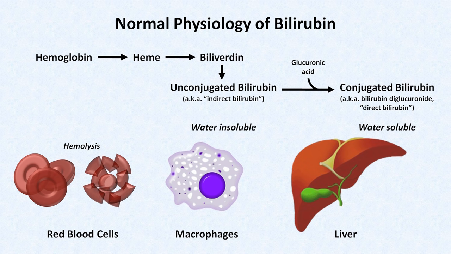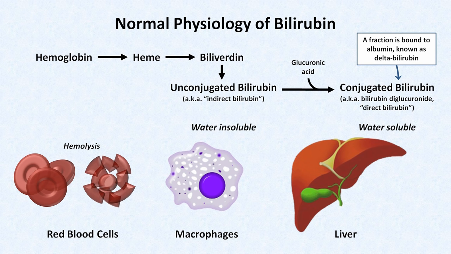In addition, as mentioned briefly earlier, a fraction of conjugated bilirubin binds to circulating albumin, a form of bilirubin called delta bilirubin. This is clinically relevant because it helps to explain why resolution of an elevated bilirubin level can lag behind resolution of other lab abnormalities following correction of some form of hepatobiliary disease. The delta bilirubin may persist for as long as the albumin is in circulation, which has a half-life of several weeks.